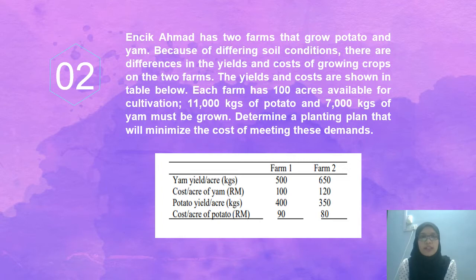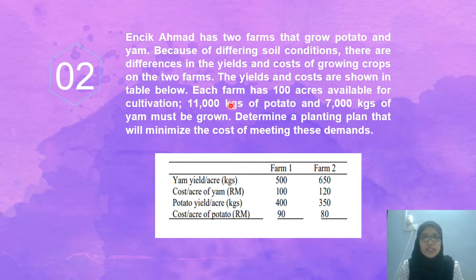Assalamualaikum. I am Nur Atila Anis, and I will be presenting question 2. For question 2, Encik Ahmad has two farms that grow potato and yam. Because of differing soil conditions, there are differences in yields and costs of growing crops on the two farms. The yields and costs are shown in the table below. Each farm has 100 acres available for cultivation. 11,000 kg of potatoes and 7,000 kg of yam must be grown. Determine a planting plan that will minimize the cost of meeting this demand.